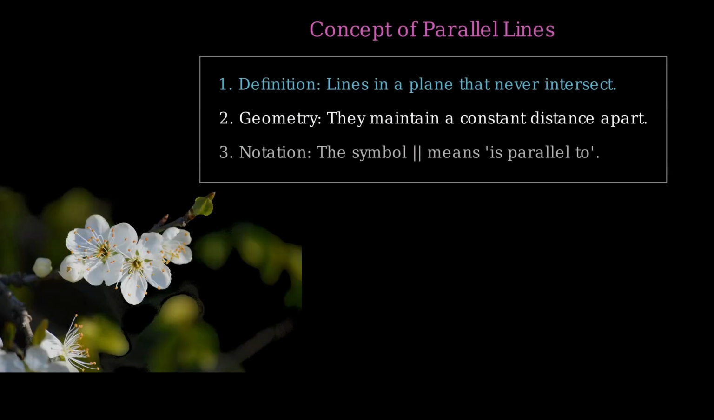Parallel lines are two or more lines in a plane that never intersect or cross. No matter how long you draw them, they will never meet. We use a special symbol with two vertical bars to indicate that lines are parallel. Let's look at how this appears on a coordinate plane.